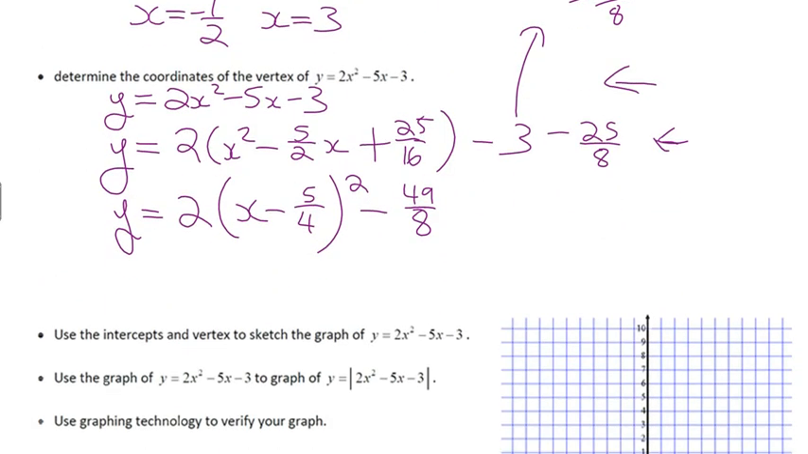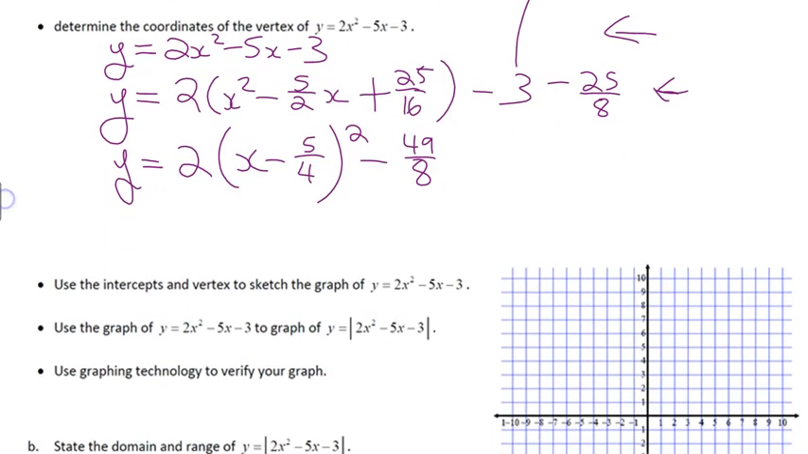You don't actually spend a lot of time working out y. Now, determining the y-intercept from this form is a little bit more difficult. You have to put a 0 in for x, square that and get 25 over 16. Multiply it by 2, giving you 50 over 16, or sorry, 25 over 8. Subtract the 49 over 8, giving you negative 24 over 8, which is negative 3.